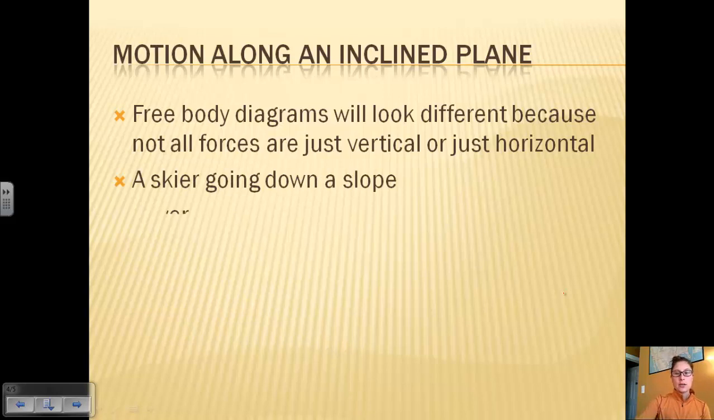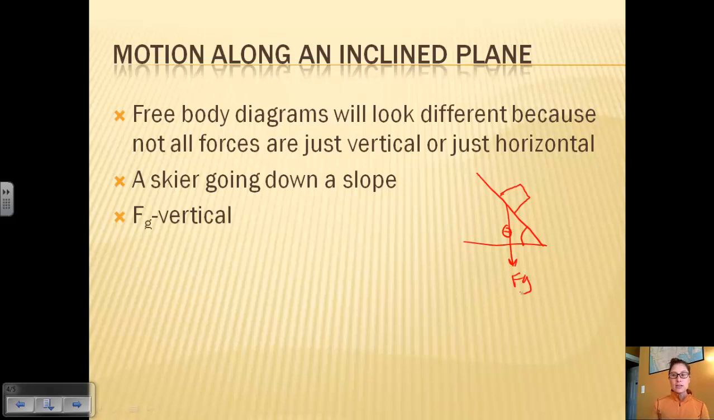So let's say we have a skier going down a slope. Okay, so here's our slope, and it's going to make an angle. And so, remember, free body diagram, we're just going to draw a box, so that's our skier. We know that force due to gravity is always going to be vertical no matter what. That's not going to change. Okay, but everything else now is going to be at these angles, and that makes it really hard to solve for.